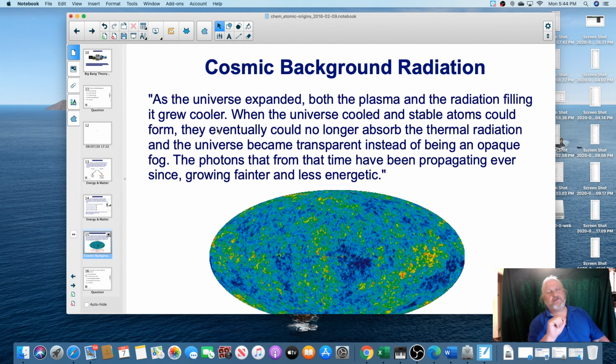As the universe expanded, the plasma and the radiation filling it grew cooler. When the universe cooled and stable atoms could form, they could no longer absorb the thermal radiation, and the universe became more transparent instead of being an opaque fog. The photons from that time have been propagating ever since, growing fainter and less energetic. All right. Well, so off we go.